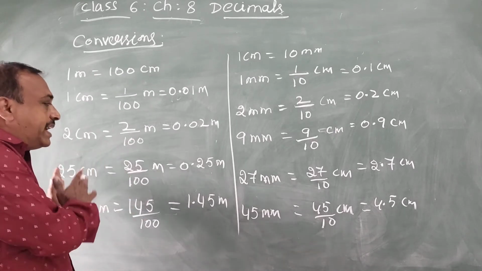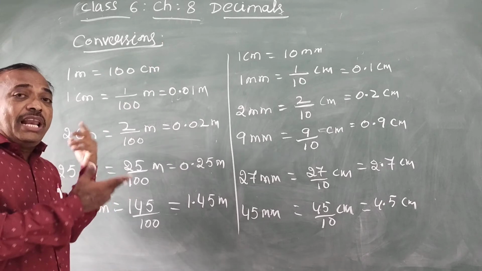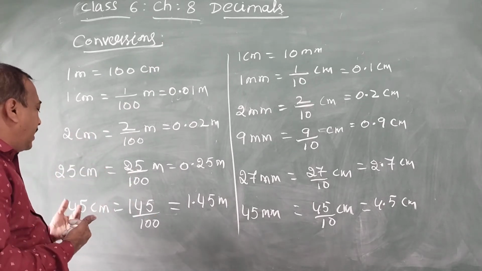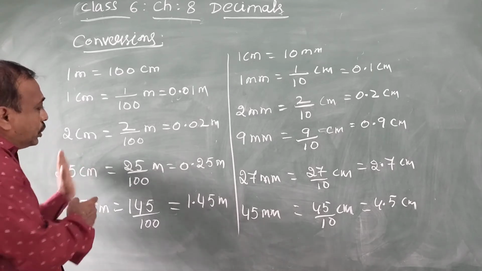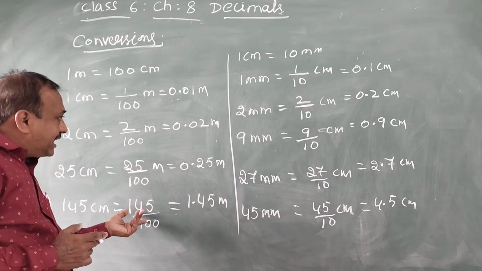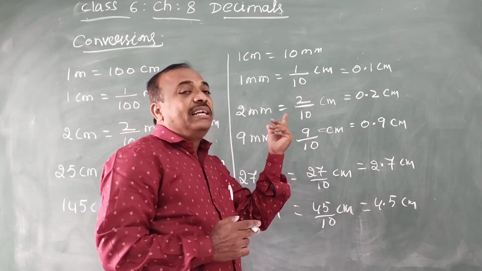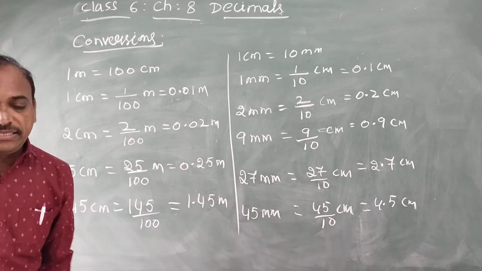Like this, when you convert to the bigger quantities, we multiply smaller quantities by 10, by 100, and so on. So centimeter to meter, we divide by 100. Millimeter to centimeter, divide by 10. Like this, the conversions take place.